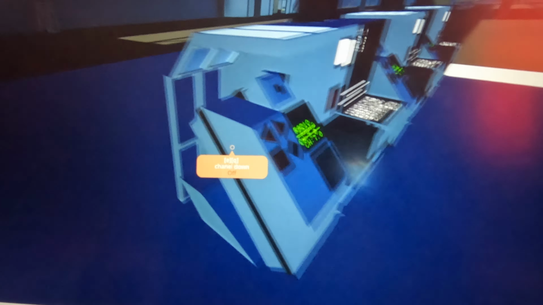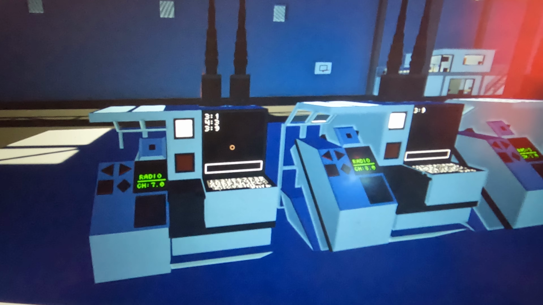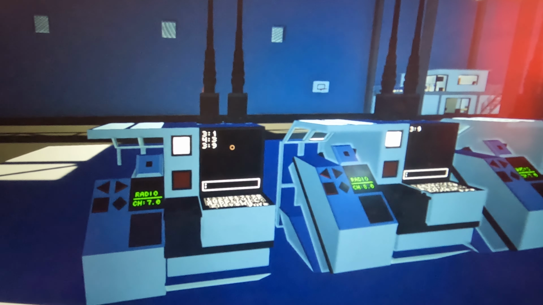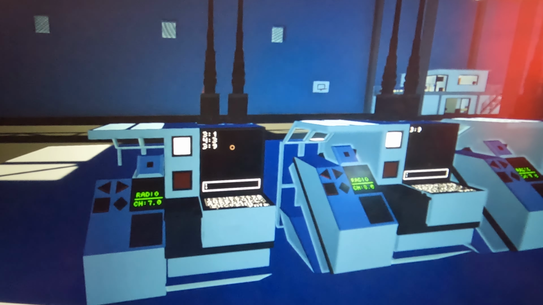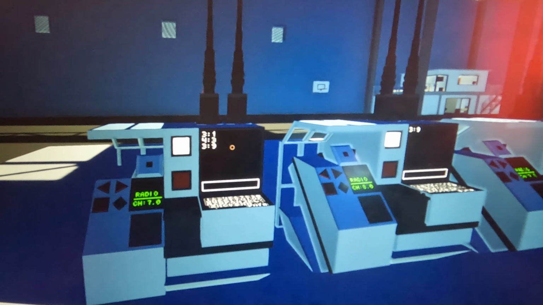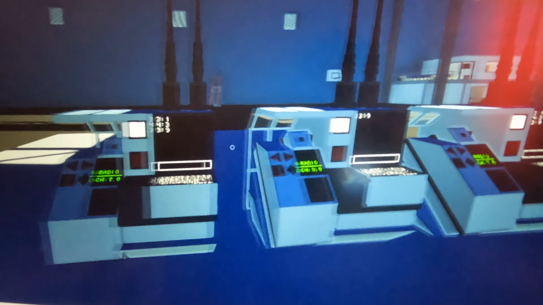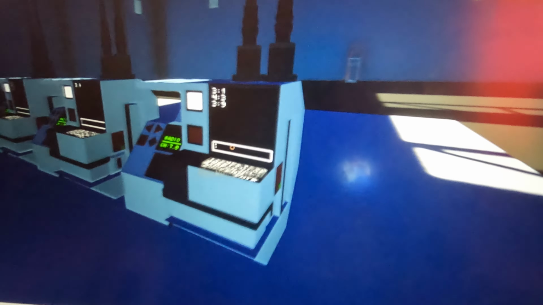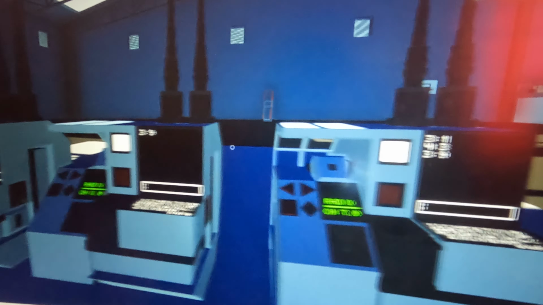So if you'd like to get this device, go on to Stormworks and search Radio Communicator by Andrew C 2021. And you should be able to find it right there.